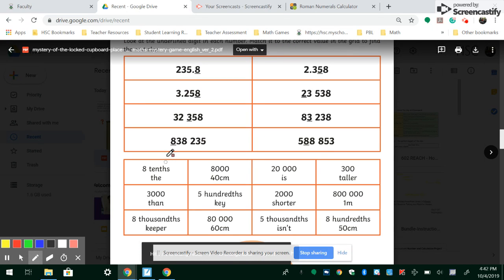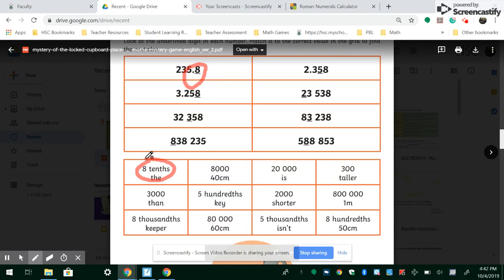Now we're on to the next clue, where we have to match the underlined value to the symbol in the grid below. So the first one has 8 in the tenths column. So where do I find that? It's here. So 8 tenths gives me the word "the". So the first clue is "the".